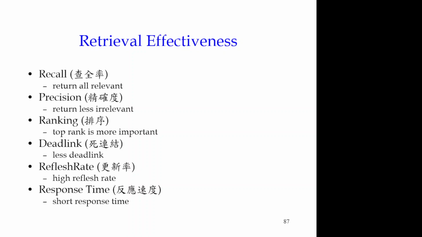And the others are metrics from the system aspects, like the data link or refresh rate or the response time. They are system-oriented metrics.